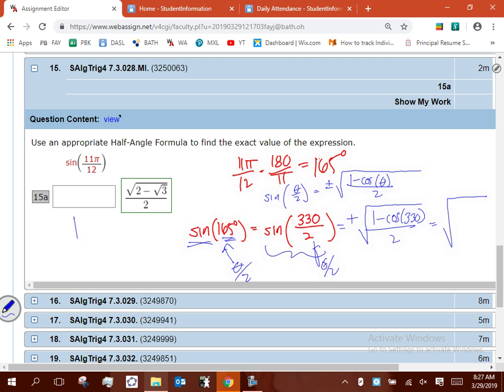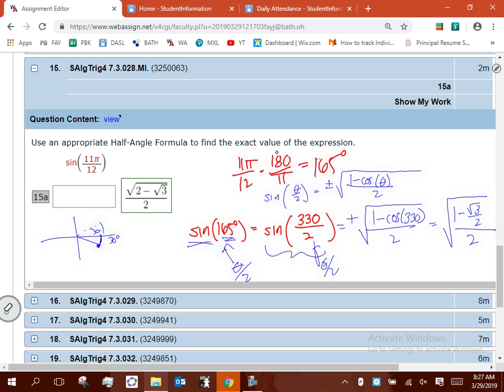I'm on the unit circle. Okay. 330 should be about right there, right? Almost there. I would need 30 more degrees to get there, right? So it's referencing an angle of 30 degrees over here, right? The cosine of 30 degrees is what? Radical 3 over 2. So the cosine of 330 is going to be the same thing. So 1 minus radical 3 over 2, then all over 2.